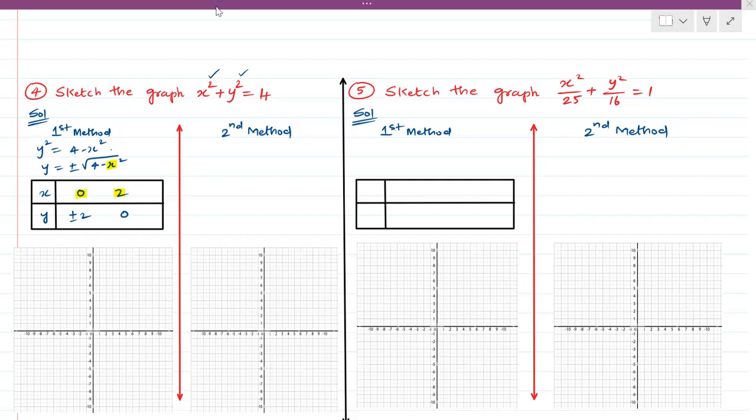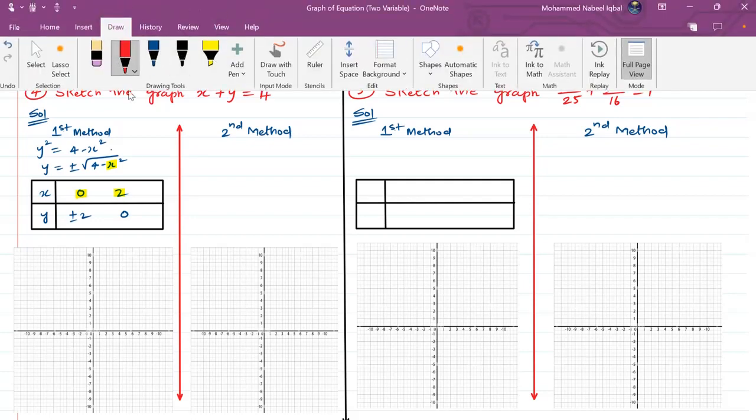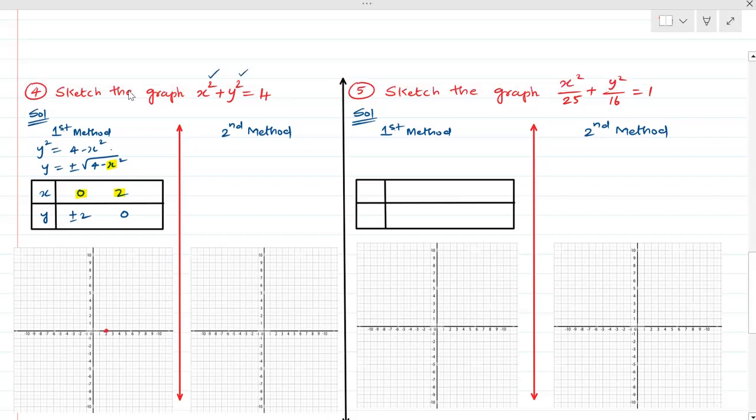So as per this rule, what is the graph you will have? You will find two values, 0 comma plus 2 and 0 comma minus 2. This is 2 comma 0. So this is 0 comma 2 and 0 comma minus 2, and then here you have this part. This is the same thing, you will have a circle. So it's a circle.